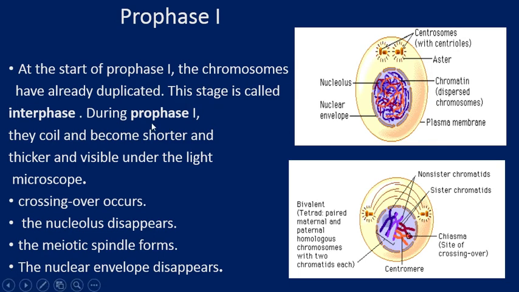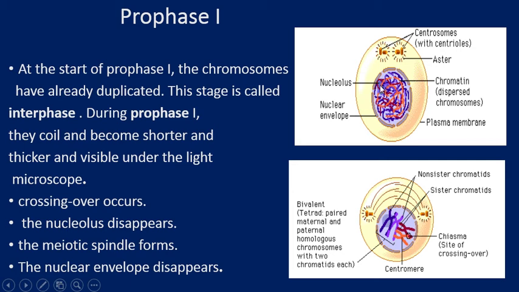So you can see here they become thickened. Crossing over also takes place here. You know, crossing over means the transmission of genetic material or genes. Some genes are from the mother side and some genes are from the father side, and in this way they transmit, and that is called crossing over. So crossing over takes place here, you can see in this diagram.